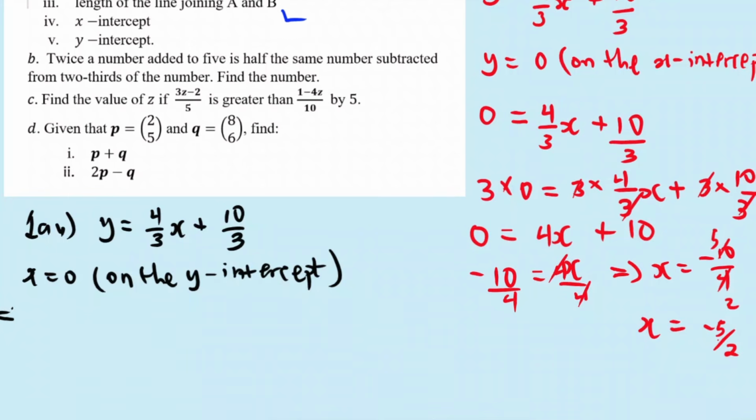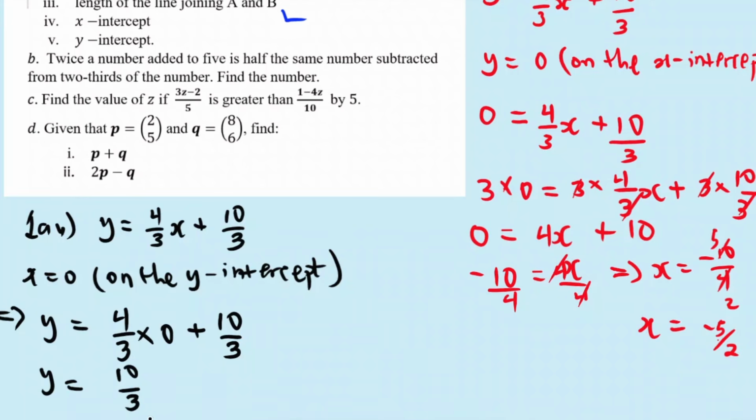So this will imply that y is equal to 4 on 3 times 0, because x is 0 here, plus 10 on 3. So anything times 0 is going to be 0. So this part will vanish or disappear. Now plus 10 on 3. So that is the y-intercept. So that's the basic idea that we use to find the x-intercept and the y-intercept.